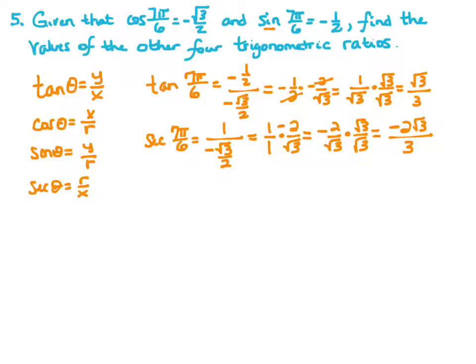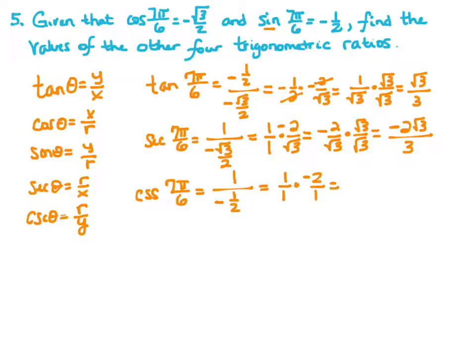Alright, next up is cosecant. Cosecant theta is the reciprocal of sine. This is going to be r over y. So cosecant of 7 pi over 6 is going to be the r, which is 1, over the y-coordinate, which is negative 1/2. And so that would equal 1 over 1 times the reciprocal, which would be negative 2 over 1. And so we just end up with negative 2 for the cosecant value.